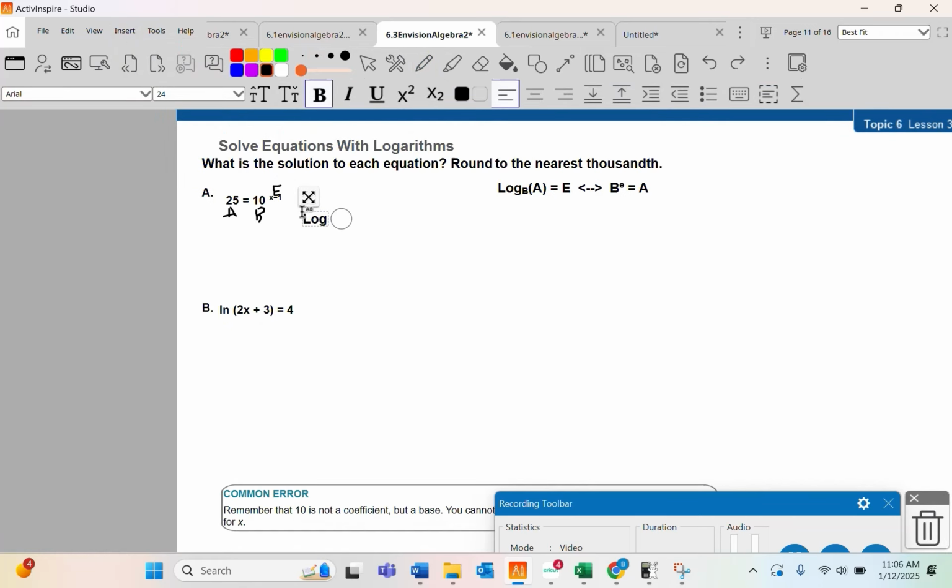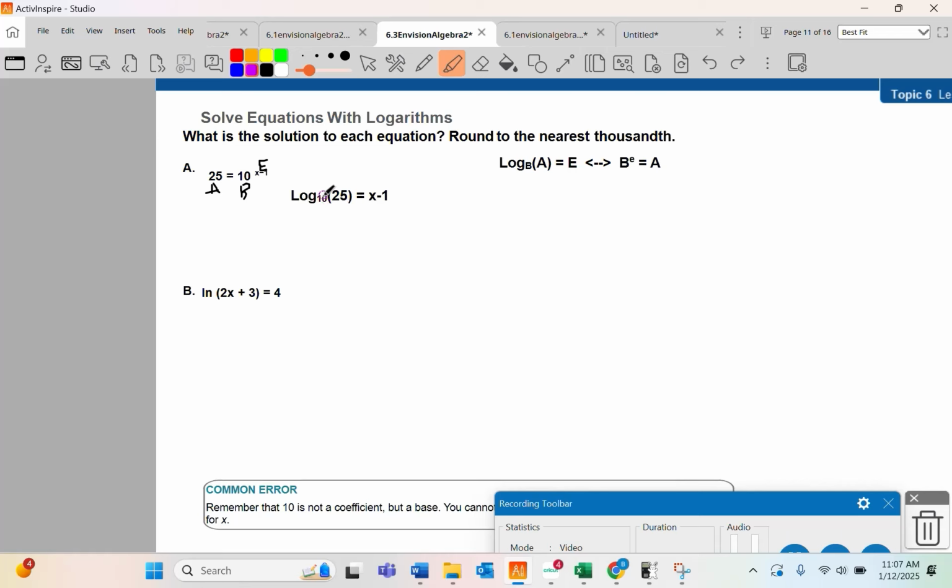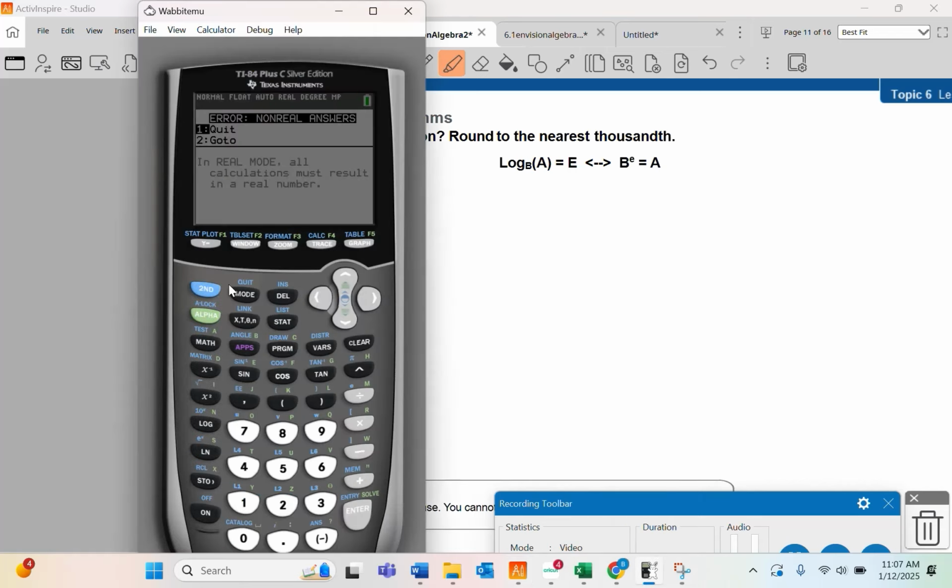Pause this video if you need to and see if you can make sense of what I wrote. So when I write this, I'm going to have a logarithm. Her base is going to be a 10. Her argument's going to be over here, 25. The labeling is important, kids. Just pick up and label. And it must equal x minus 1. Now, this 10 here is what we call understood, right? So let's see what my calculator says about a log base 10 of 25.